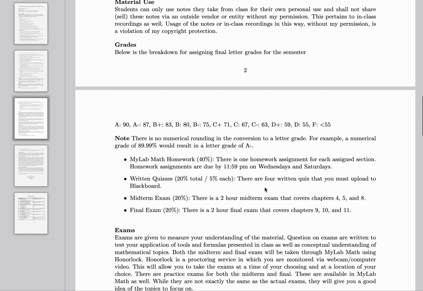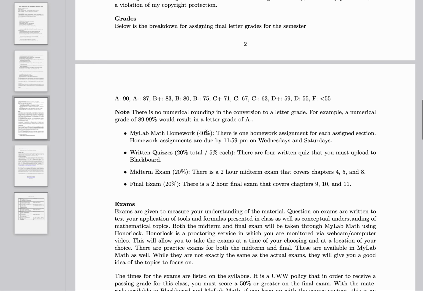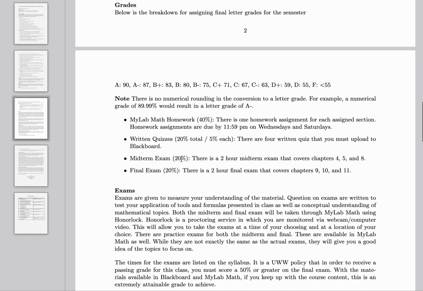In terms of how your grade is determined, there is homework that is submitted through MyLab Math. There are going to be written quizzes that are submitted through Blackboard. I'll talk about those in a little bit. And there are two proctored exams, a midterm and a final. Note that the final is not cumulative. It covers chapters 9, 10, and 11. The midterm exam covers chapters 4, 5, and 8.